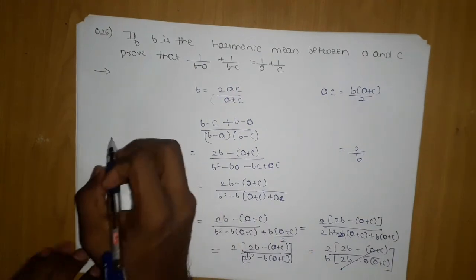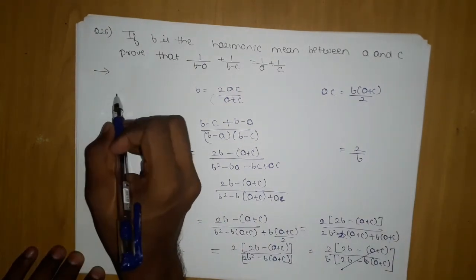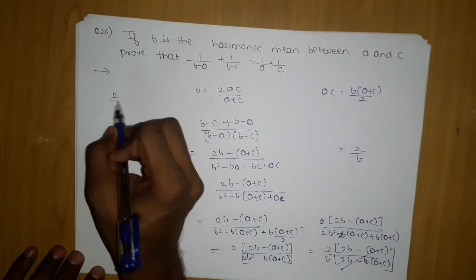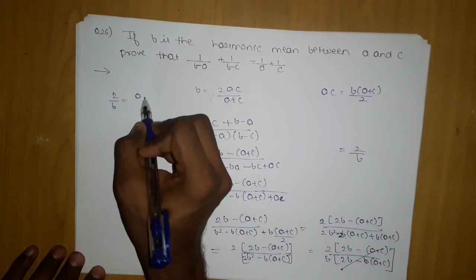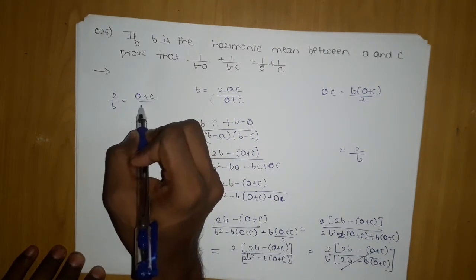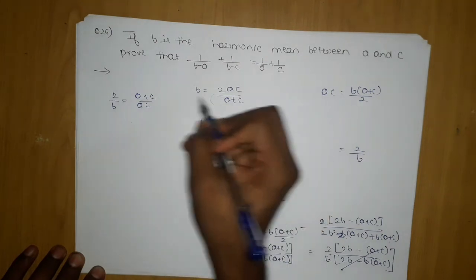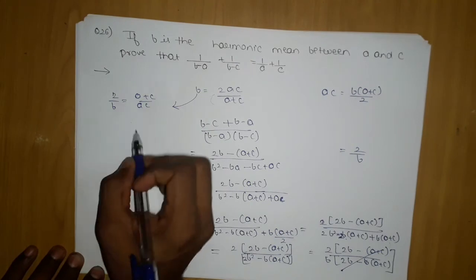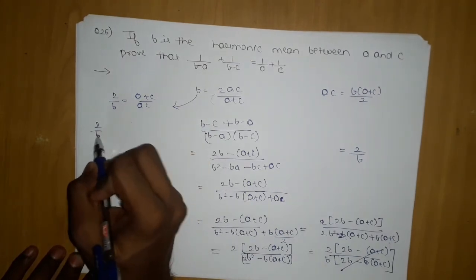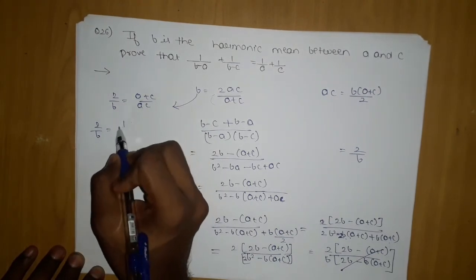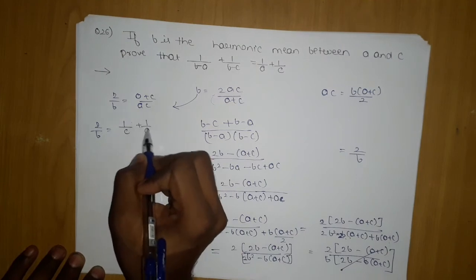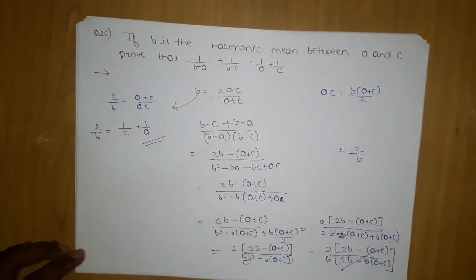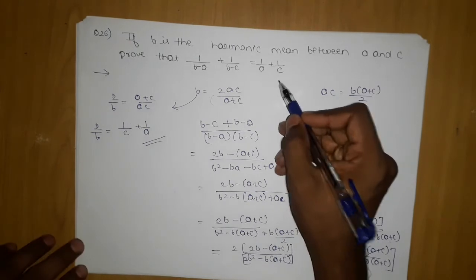Now by observation you can clearly see that 2 by b is nothing but (a plus c) by ac. From where? From this. You can clearly see a plus c upon ac. So if you arrange the terms, 2 by b is nothing but 1 by c plus 1 by a. So this is our answer.